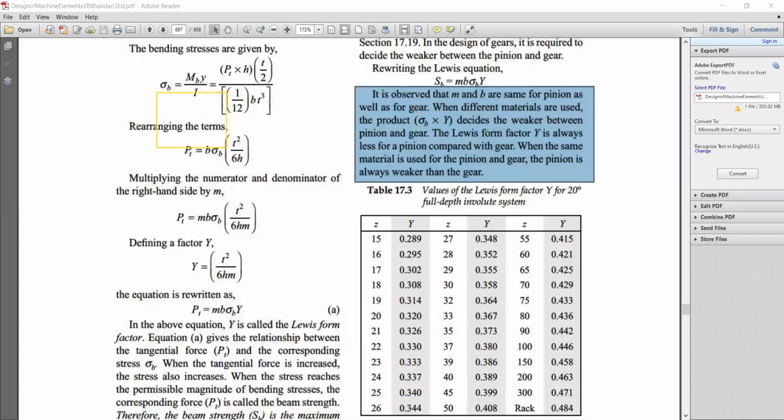Okay, if the gear ratio is lesser than 8, you can refer to this one. If the gear ratio is lesser than 4, you can refer to the second one, and if the gear ratio is greater than 4, you can refer to this column, this row. Okay, so in this manner you can refer to the materials.